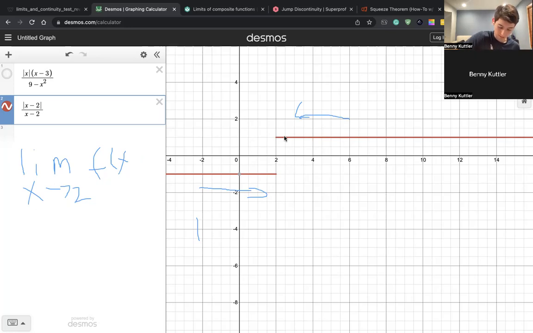We write from the left by putting a little minus sign up here. That means that we look from the left of the graph. We don't care what's happening over here. We only care what's happening from this side.